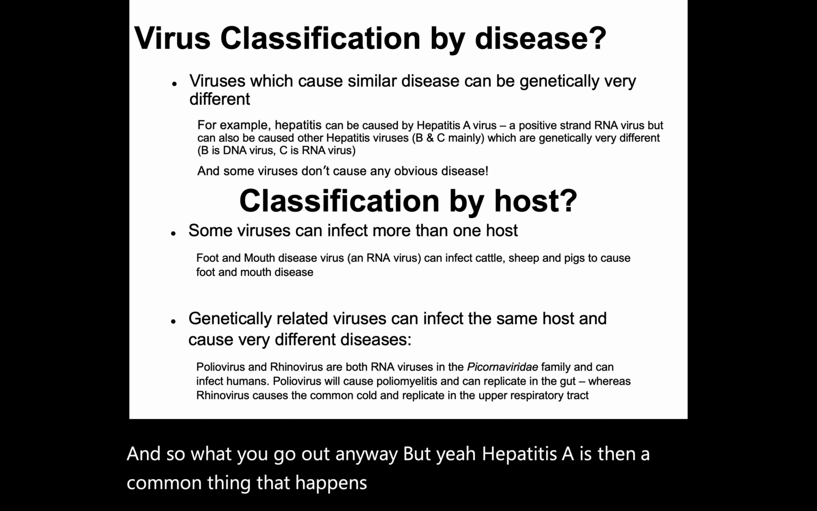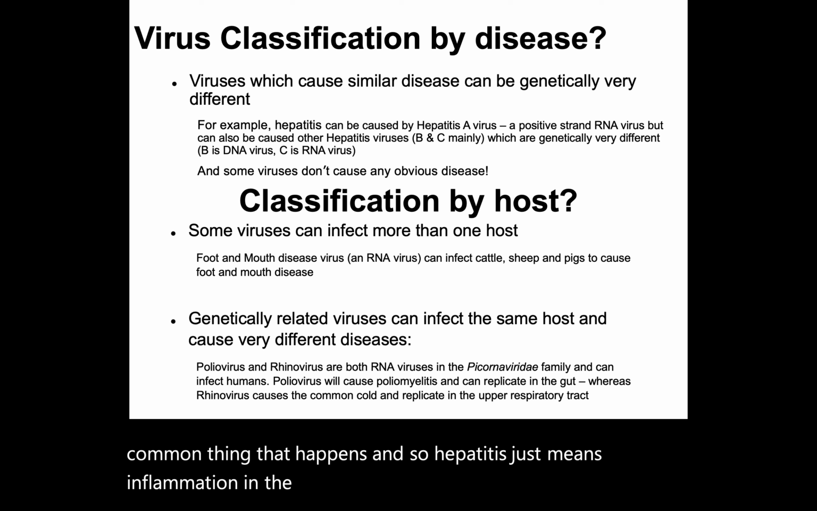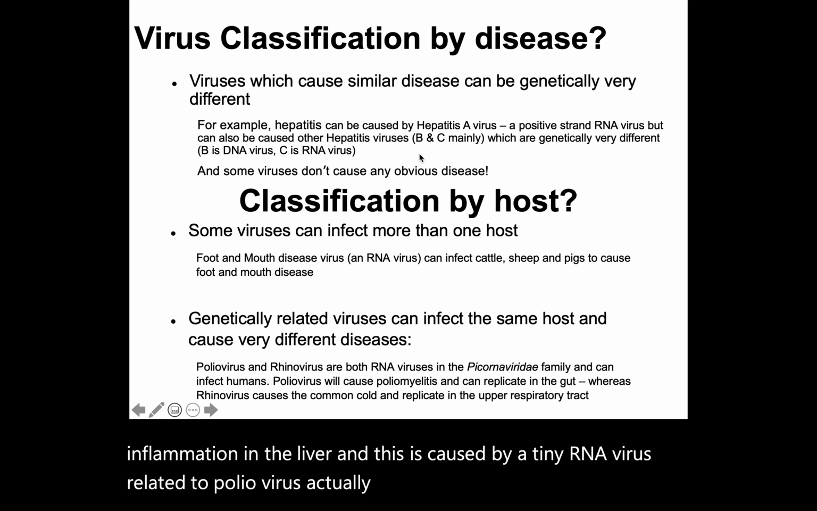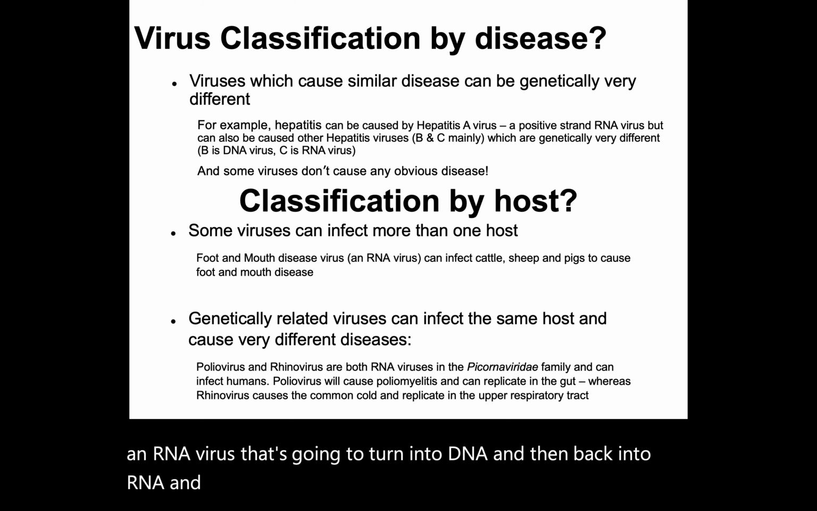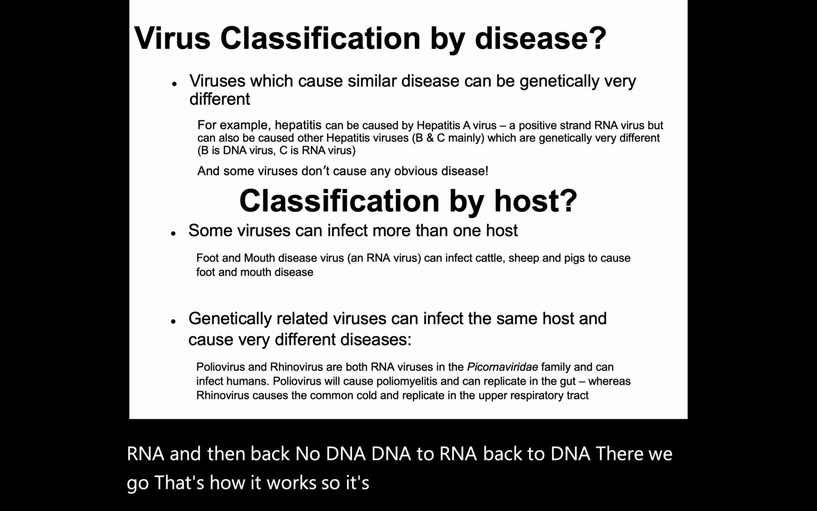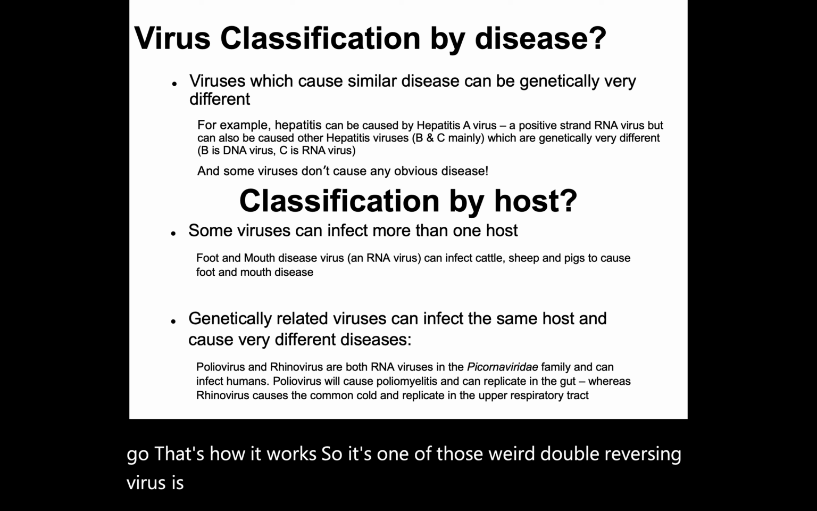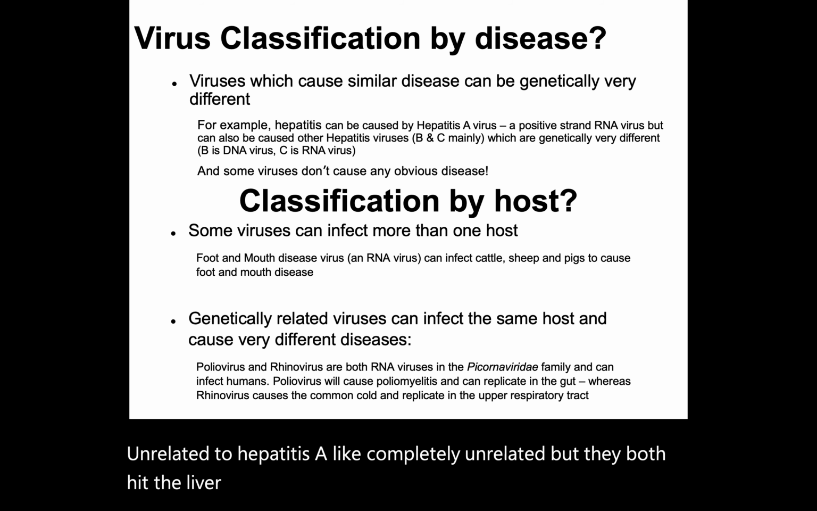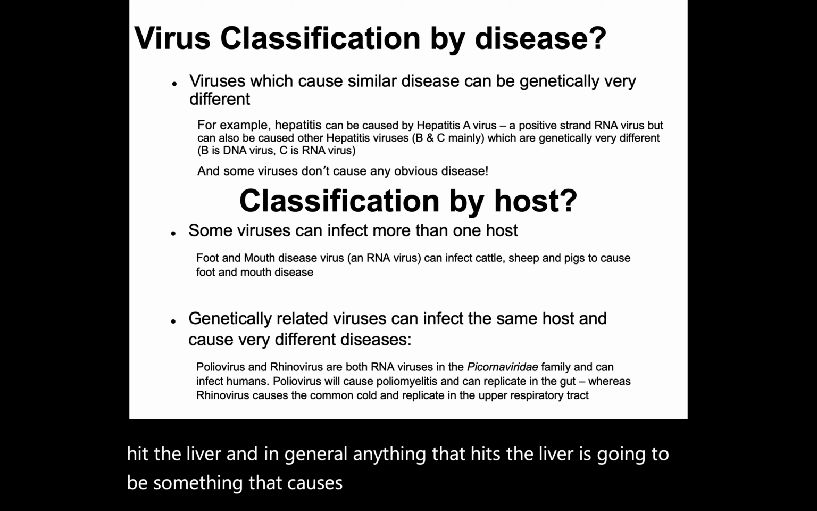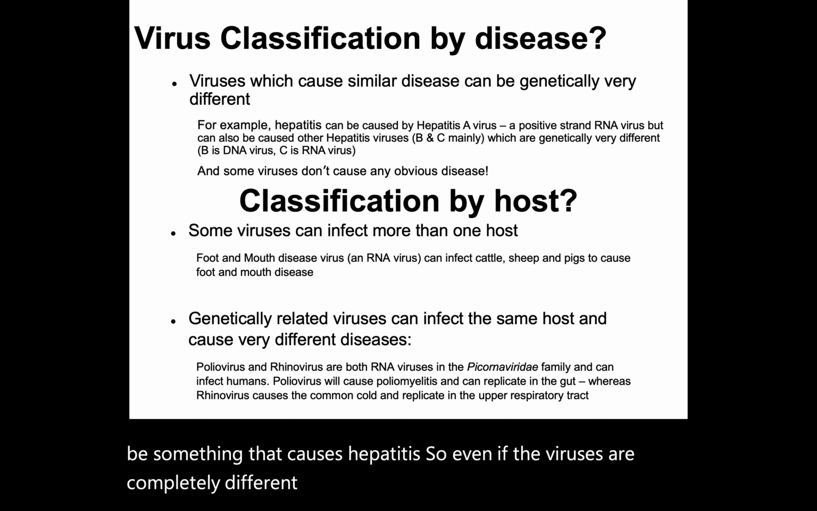Hepatitis just means inflammation in the liver. And this is caused by a tiny RNA virus related to poliovirus, actually. Hepatitis B, though, is a neat one. This is an RNA virus that's going to turn into DNA and then back into RNA and then back in, no, DNA to RNA back to DNA. There we go. That's how it works. So it's one of these weird double-reversing viruses. Pretty crazy. Totally unrelated to hepatitis A, like completely unrelated, but they both hit the liver. And in general, anything that hits the liver is going to be something that causes hepatitis. So even if the viruses are completely different, they can end up with more or less the same disease.